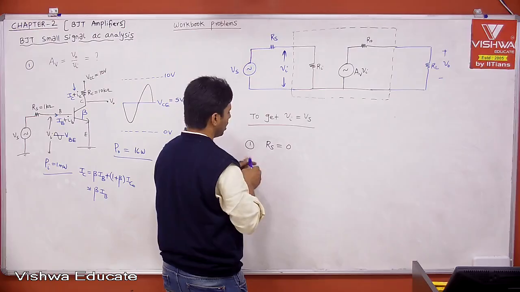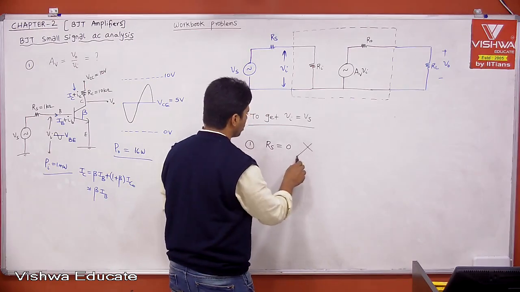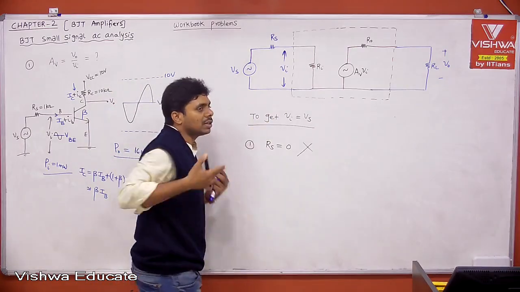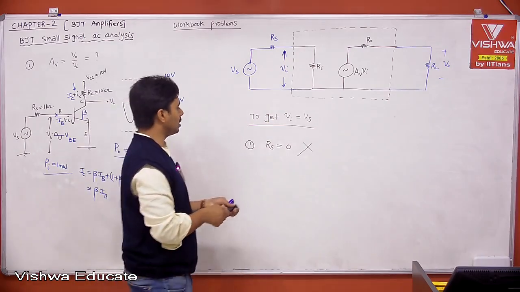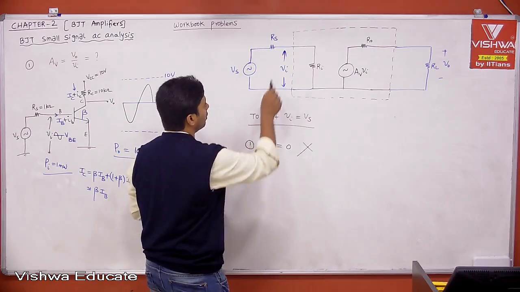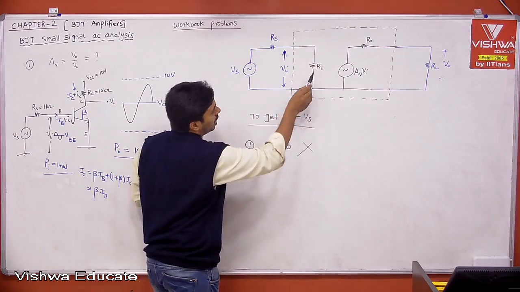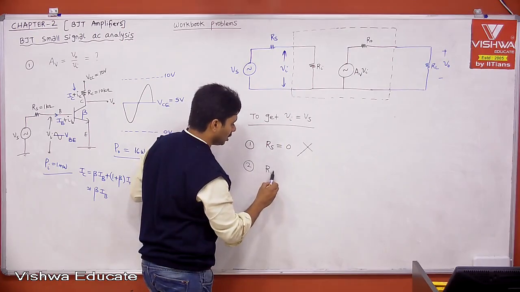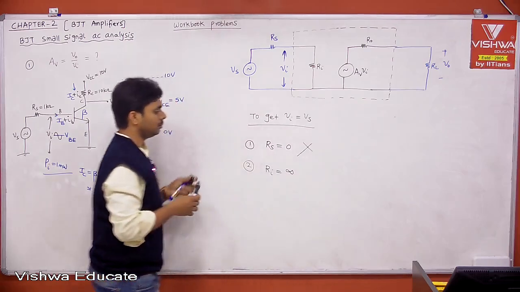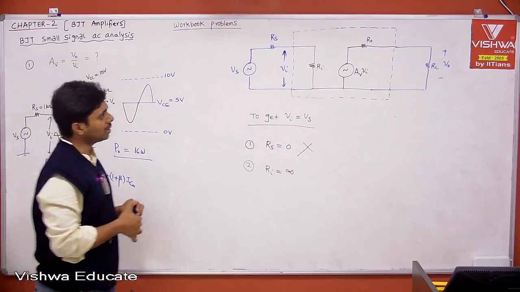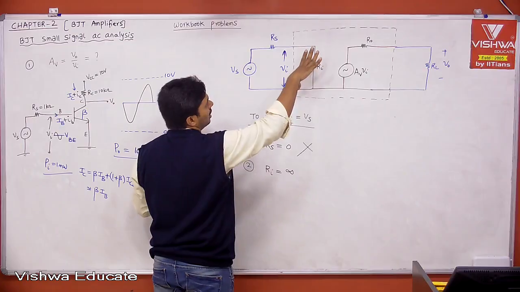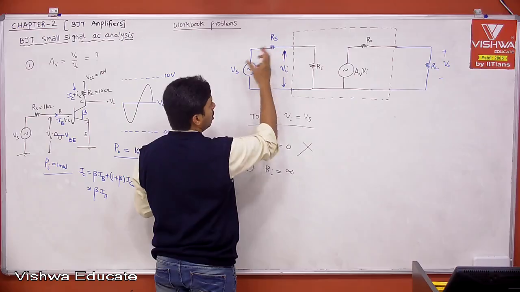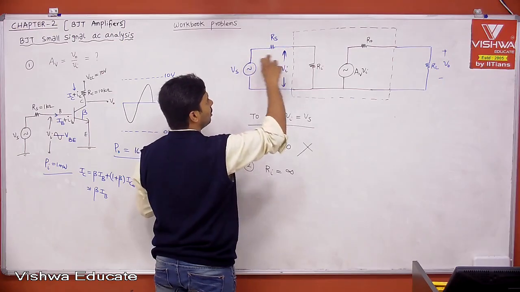We cannot say that Ri should be 0. That is not in your hand. As a designer, Ri is in your hand. You need to design such that you will get Vi equal to Vs. Therefore, tell me, for what value of Ri will you get Vi equal to Vs? That is nothing but infinity. When Ri is infinity, it is open circuit, so the current entering your amplifier is 0, the drop across Rs is 0, it is the open terminal case, and your Vi will be equal to Vs.